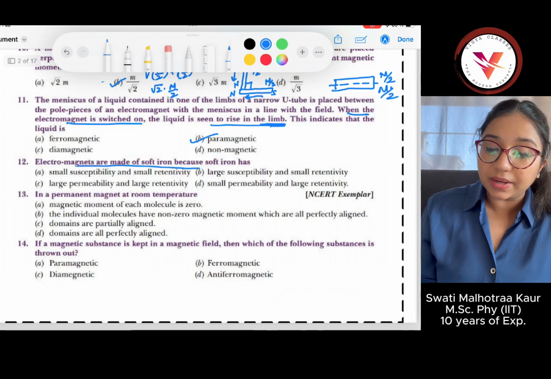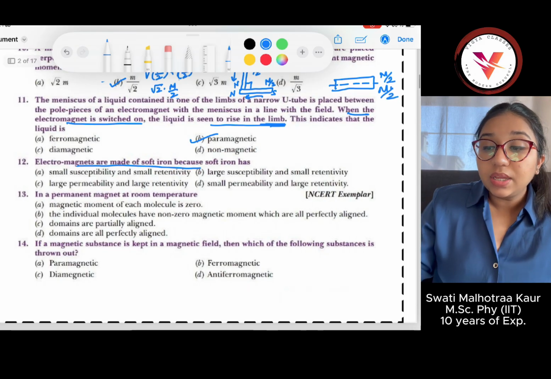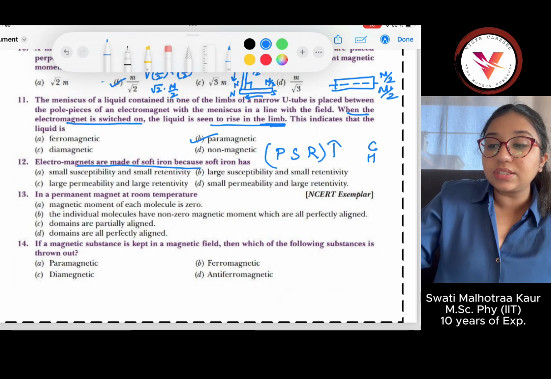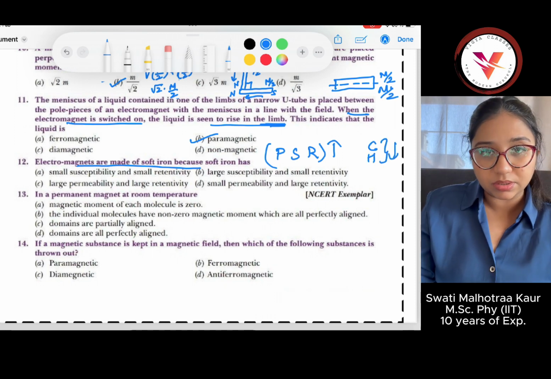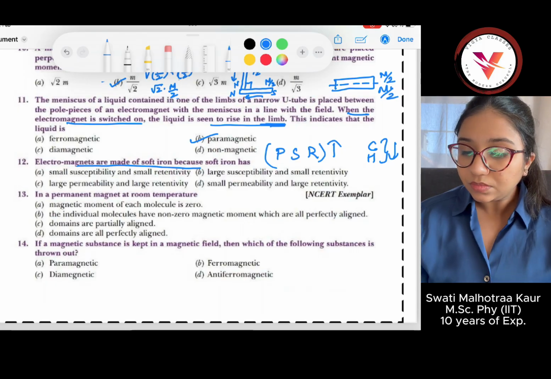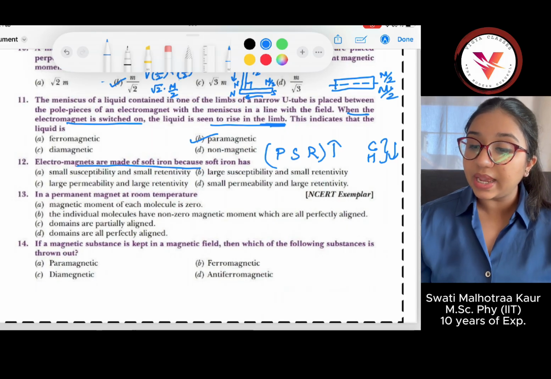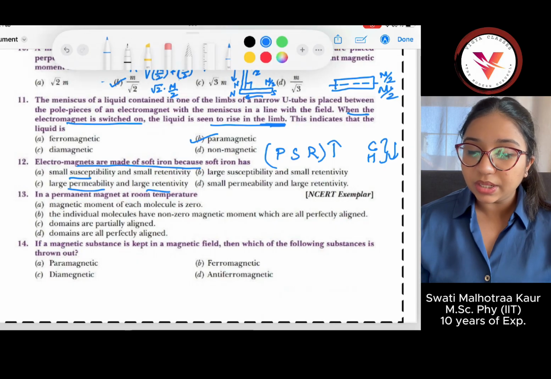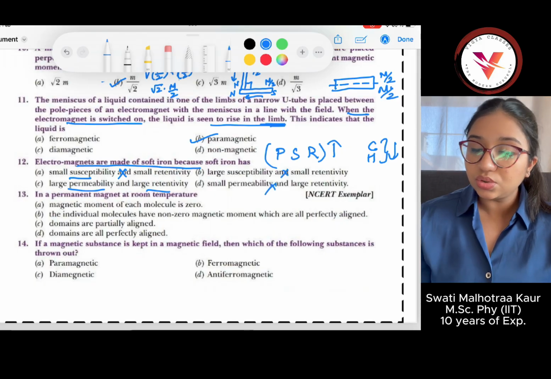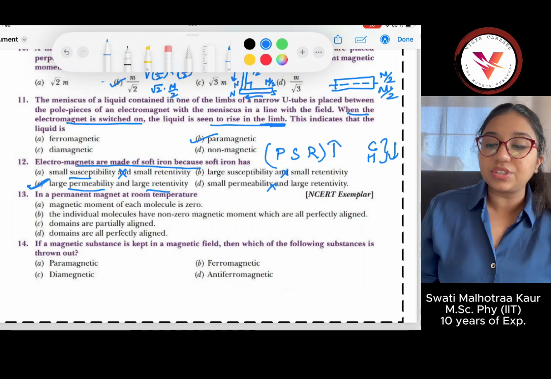Electromagnets are made of soft iron. For electromagnets, the permeability, the susceptibility, and the retentivity should be high, and the coercivity and the hysteresis loss should be low. Just remember this. It's not in CBSE, but for the competitive exams you should know this. So they are made of soft iron because it has large permeability and large retentivity. स्मॉल ससेप्टिबिलिटी नहीं होती है, स्मॉल रिटेंटिविटी भी नहीं होती है. लार्ज ससेप्टिबिलिटी होती है बट स्मॉल रिटेंटिविटी नहीं. स्मॉल परमेबिलिटी एंड लार्ज, सो it should have large permeability and large retentivity.